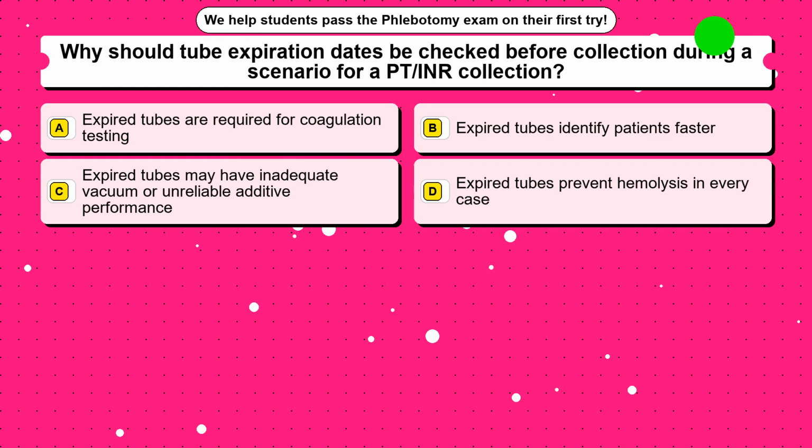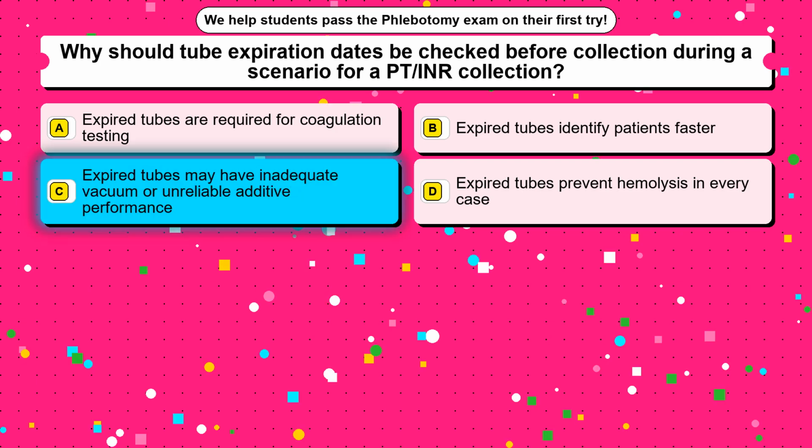Question 37. Why should tube expiration dates be checked before collection during a scenario for a patient/INR collection? Option A, expired tubes are required for coagulation testing. Option B, expired tubes identify patients faster. Option C, expired tubes may have inadequate vacuum or unreliable additive performance. Option D, expired tubes prevent hemolysis in every case.